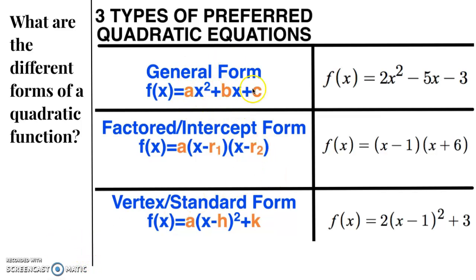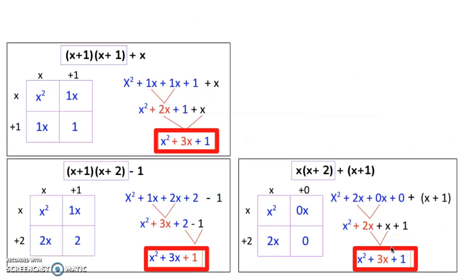We got general form that looks like this, which is completely simplified. We got factored form, which has the factors in there. And then we got standard form, or it's also known as vertex form, and we'll talk about that a little more later. But just know that these are the three major forms that we see in quadratic equations.